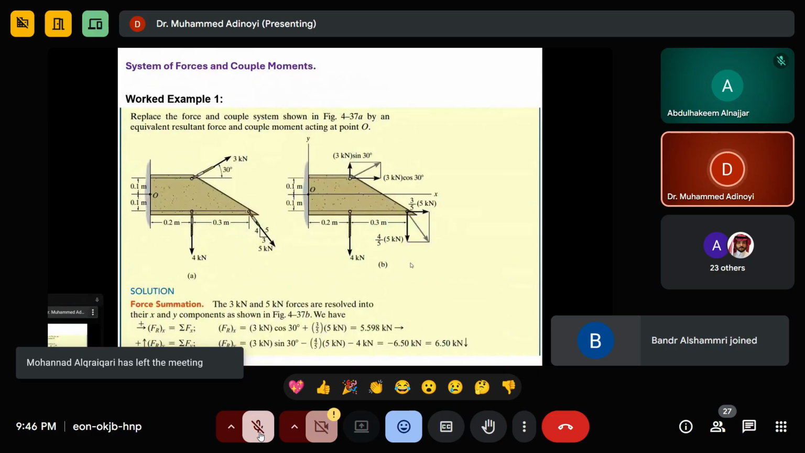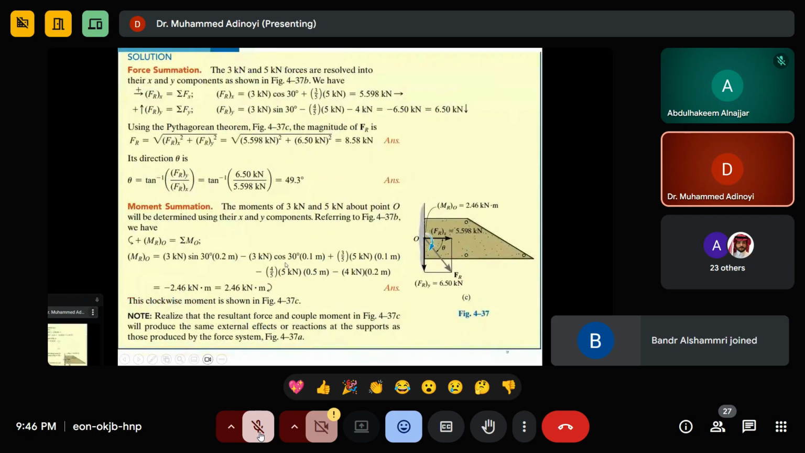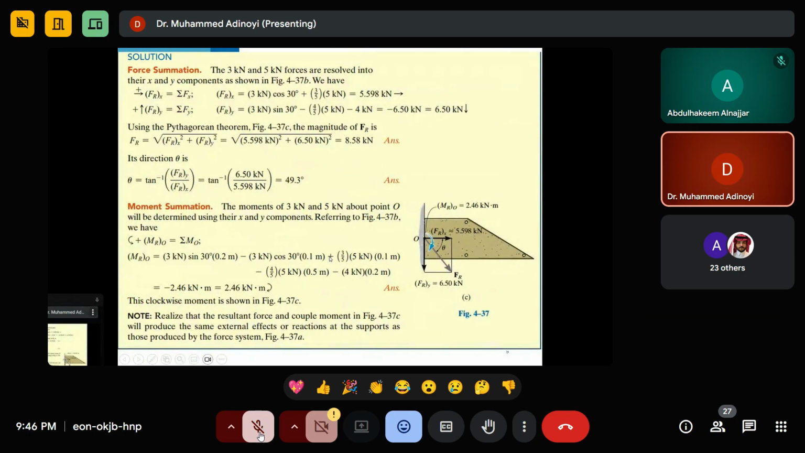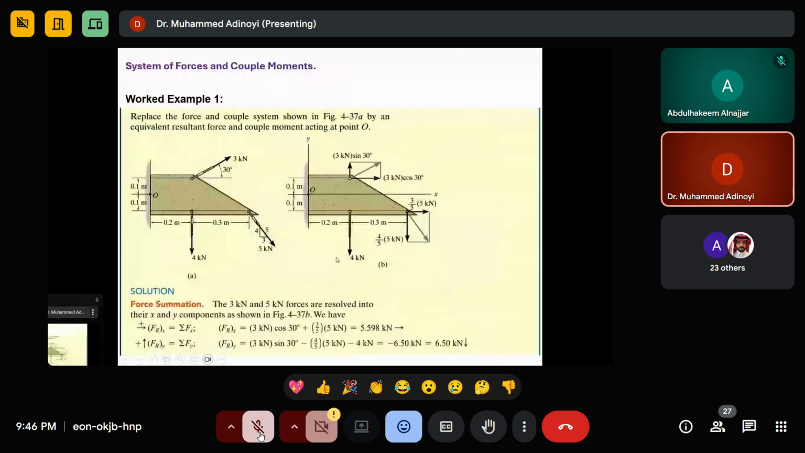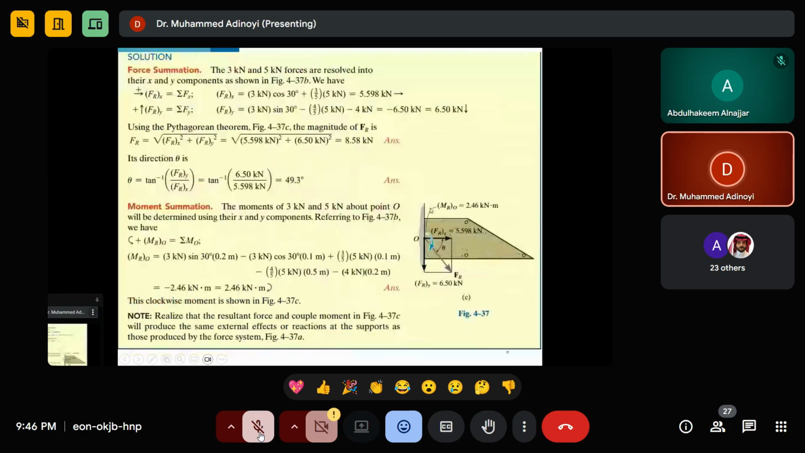This is clockwise. It's going to be negative, right? Negative. The same thing for the 3/5 force, the 5 kilonewton here, what is the distance from O? Is this guy. And it's going to be anti-clockwise, right? 0.1. So we're expecting this one, 0.55 kilonewton, to be positive. Look at it, it's positive.